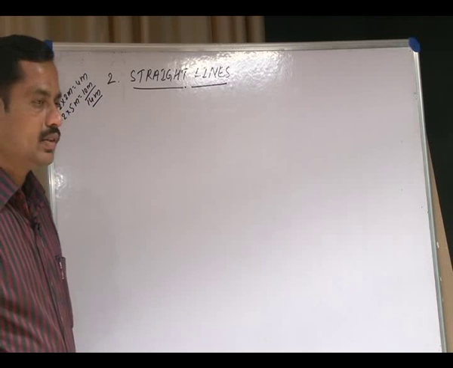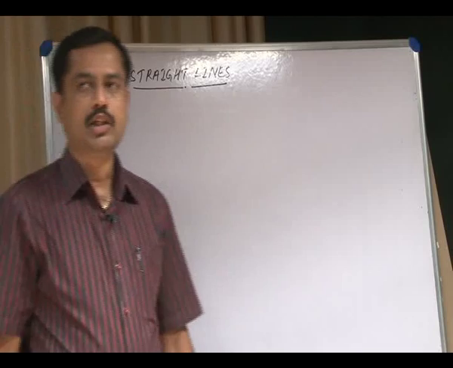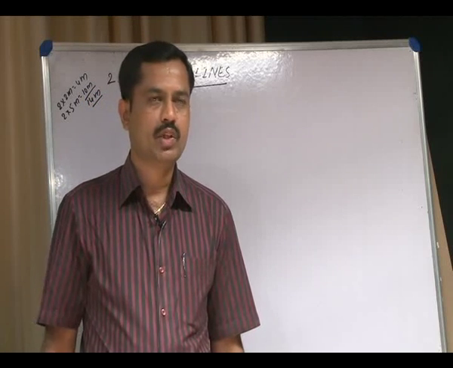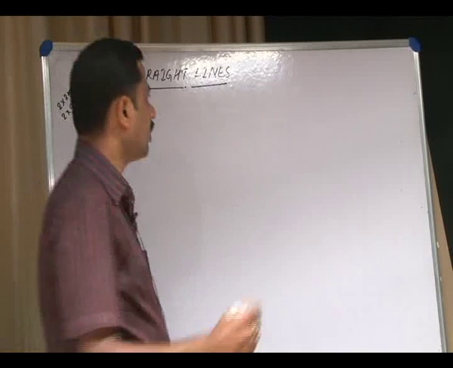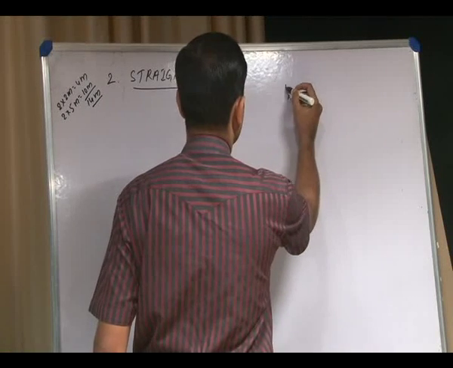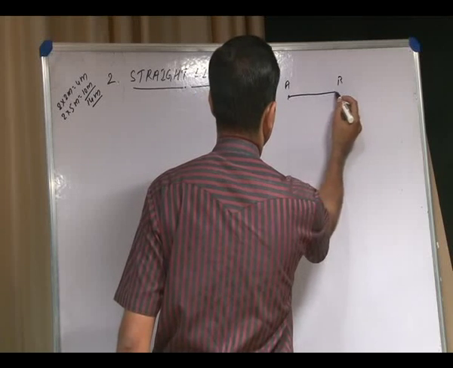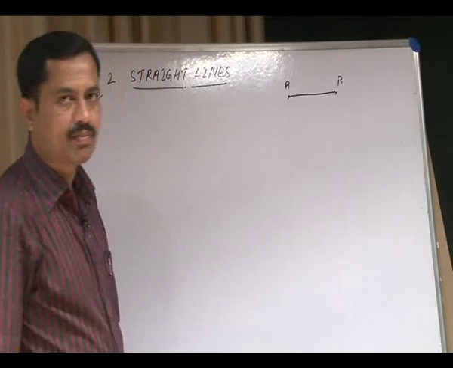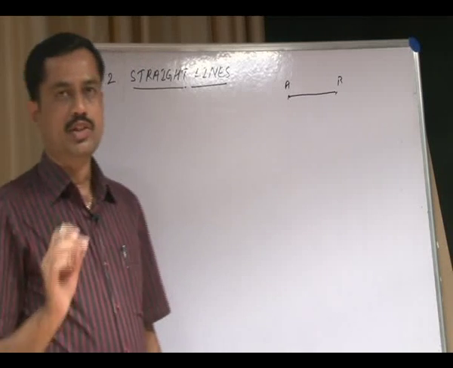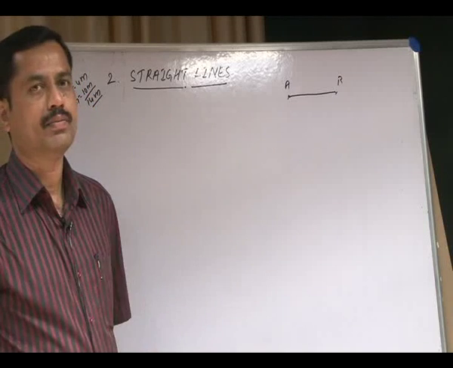So how are we going to define a straight line? The shortest distance between any 2 points is called a straight line. Suppose we consider 2 points, say A and B. If you join these 2 points like this, then the shortest distance is the straight line joining them. So the shortest distance between any 2 points is called a straight line.